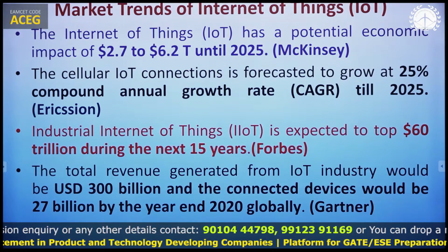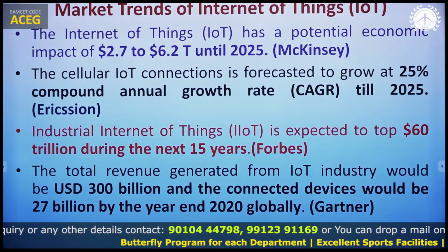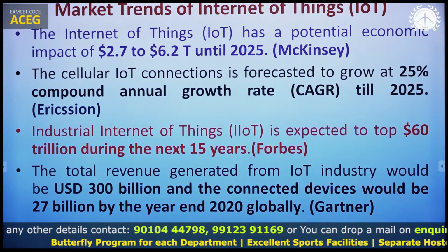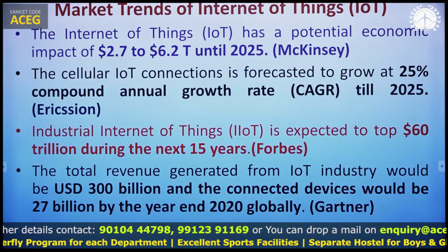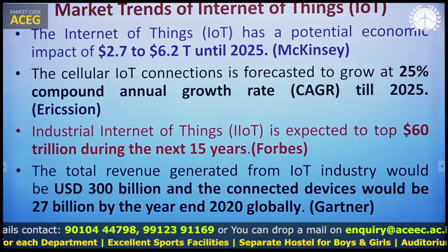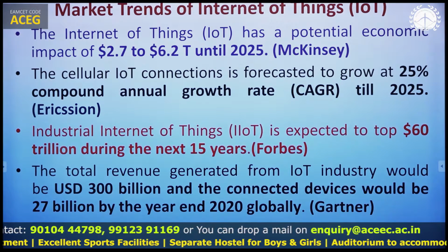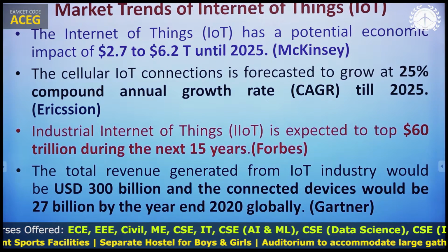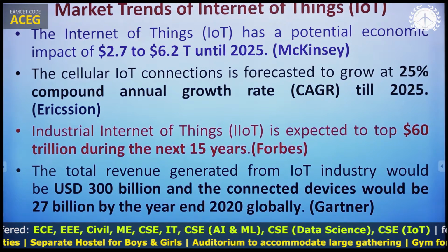Now, we will go for market trends of IoT. Internet of Things, IoT, has a potential economic impact of $2.7 to $6.2 trillion until 2025, as per McKinsey. The cellular IoT connections are forecast to grow at a 25% compound annual growth rate, CAGR, till 2025, according to Ericsson. Industrial IoT, IIoT, is expected to top $60 trillion during the next 15 years, Forbes expectation.